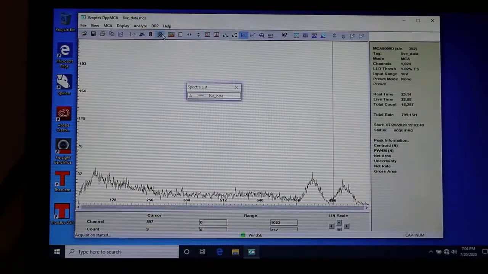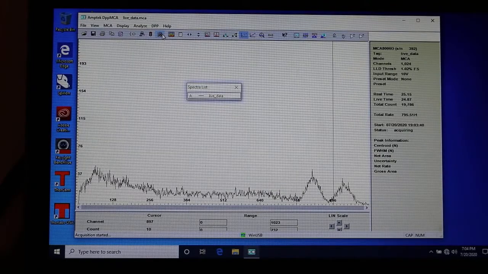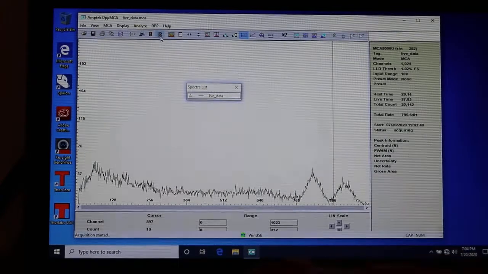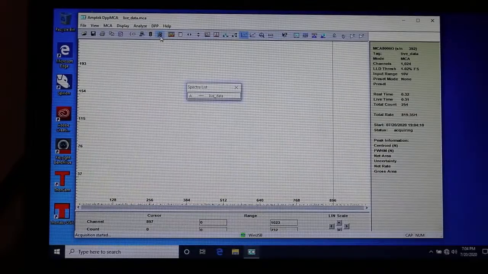And maybe I will turn it up just a bit more like that, just to get the peak over. So I did turn up a bit more. Let me clear it, just to really use all those channels. Okay, so here we go.